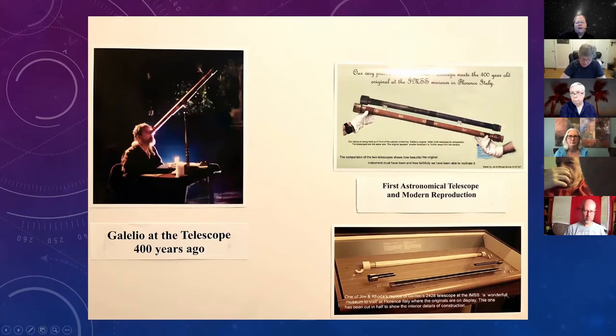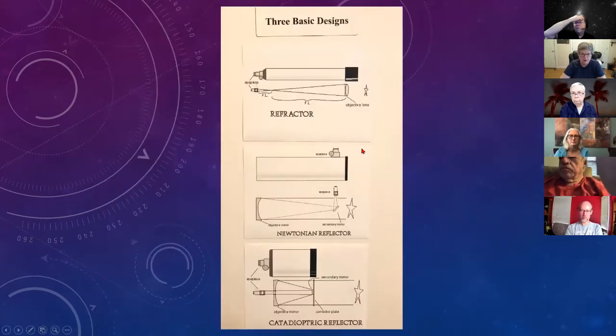Anyway, everyone has this image in their mind. Galileo's scope was a very simple refractor. It had an objective lens in one end and a fixed eyepiece in the other. And so that was his telescope. It has advanced a little bit more.